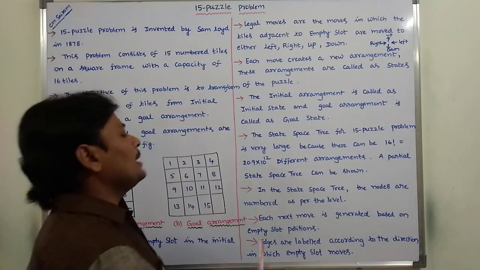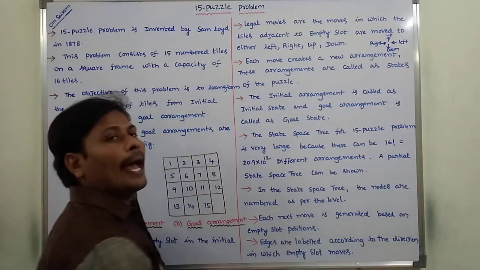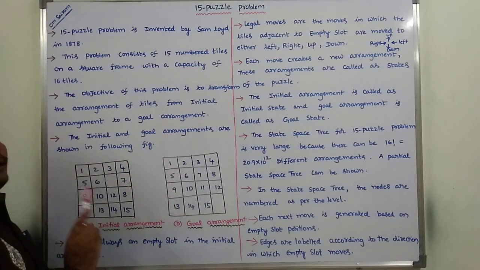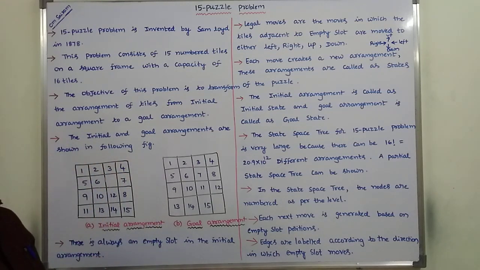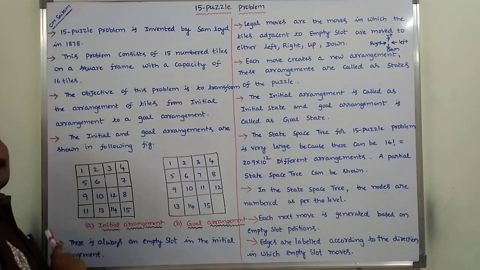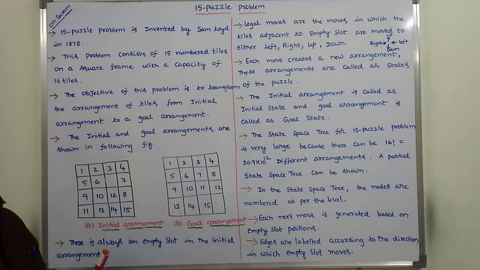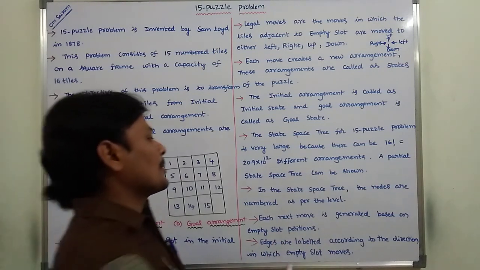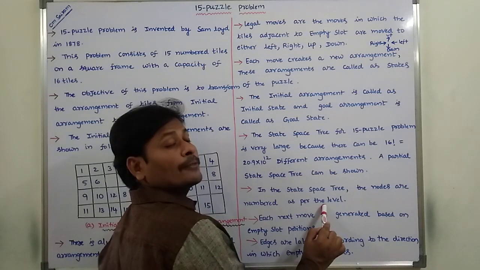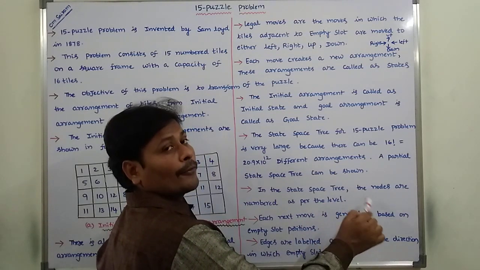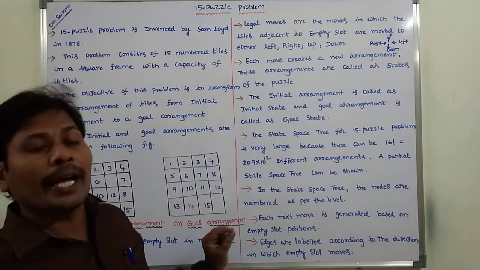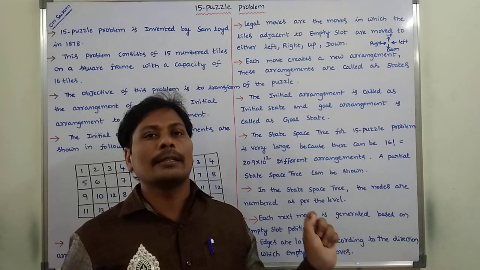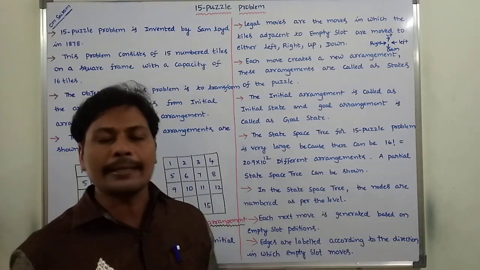Okay, next one. In the state space tree, the nodes are numbered as per the level. In the first level, only the initial arrangement is there, so that is node 1. Based on the empty slot, we check what possible moves are there, and then new arrangements are possible that are numbered also. Each new arrangement can be denoted by one node. So in the state space tree, the nodes are numbered as per the level based on the movement of the empty slot. Any new arrangement that comes is also treated as one node.